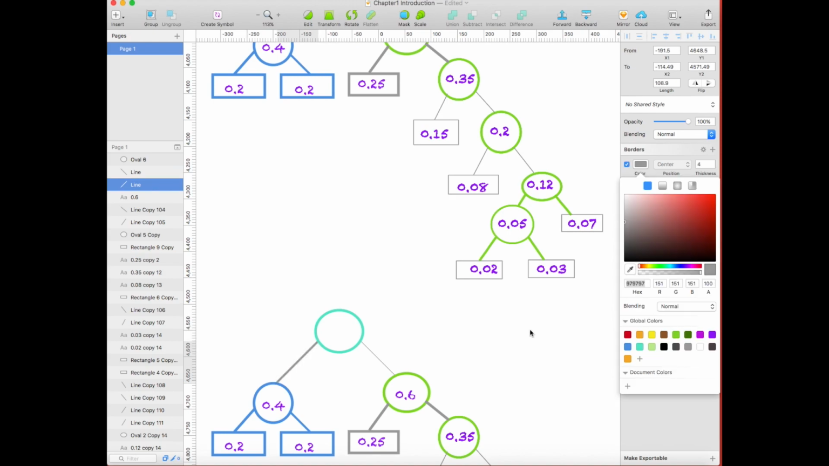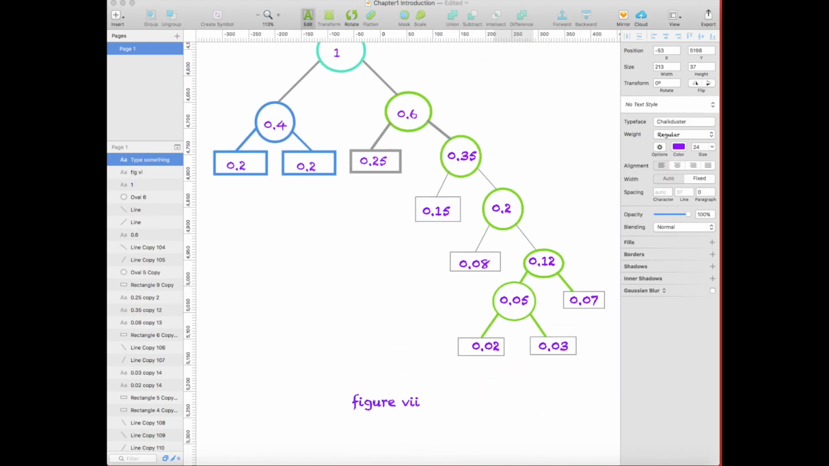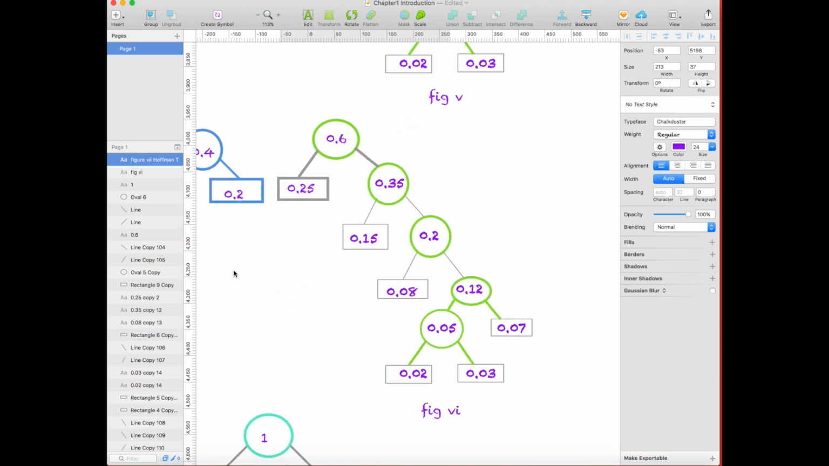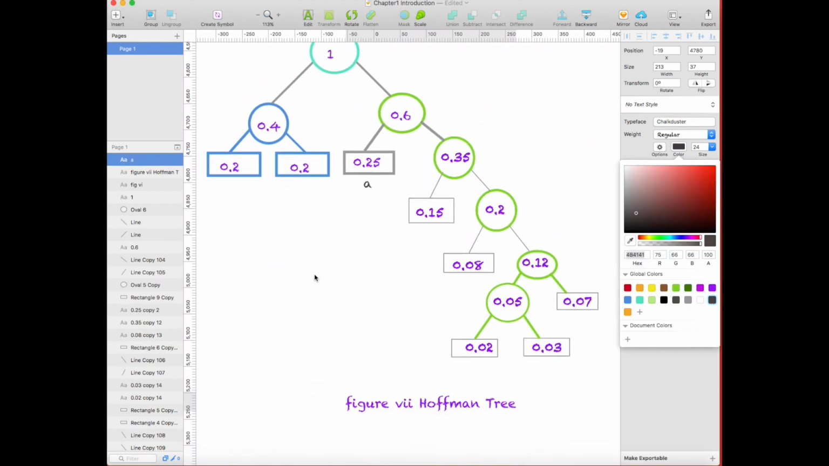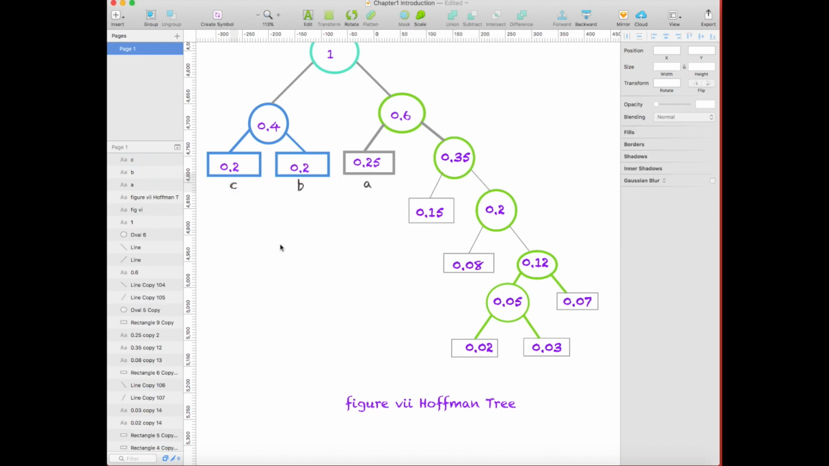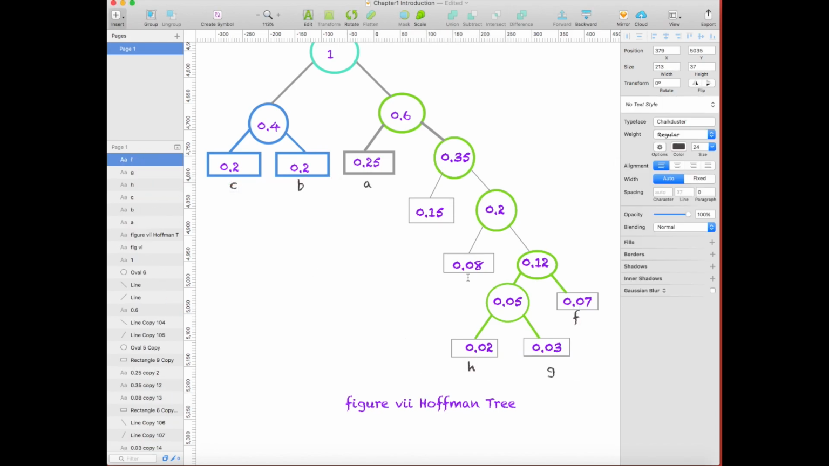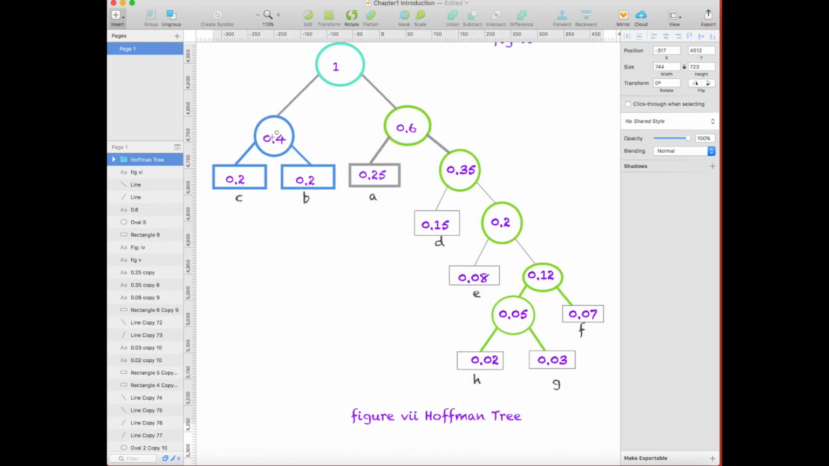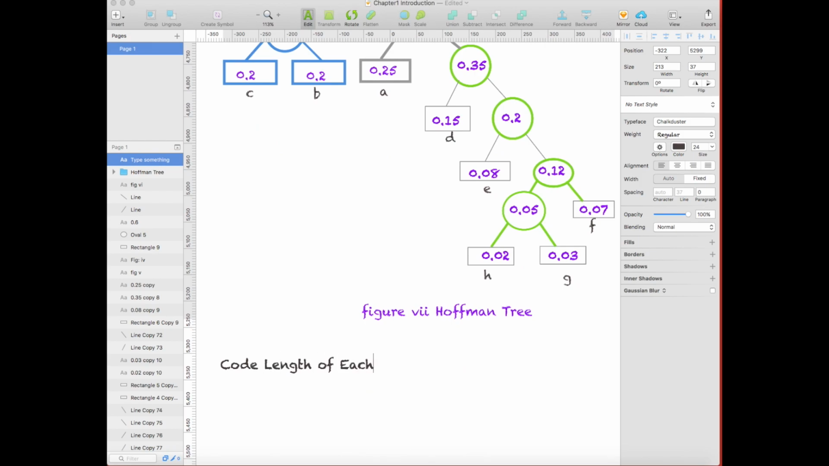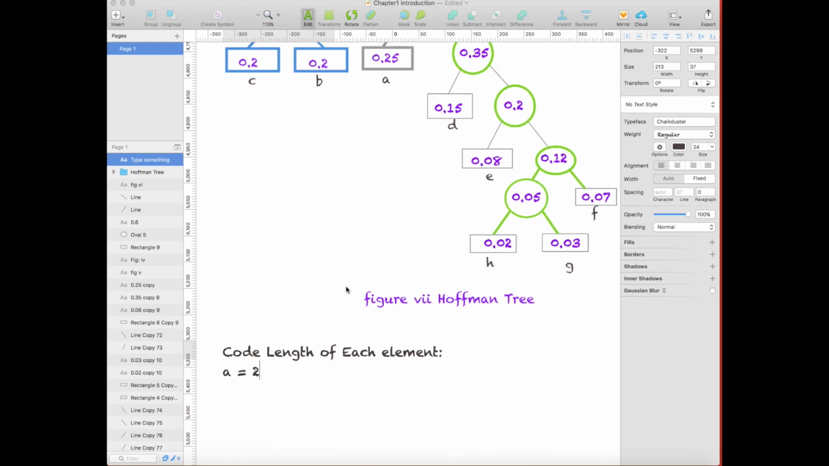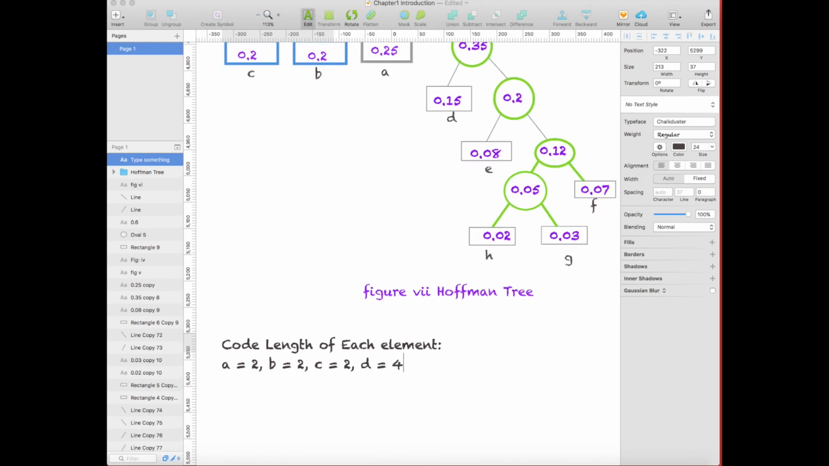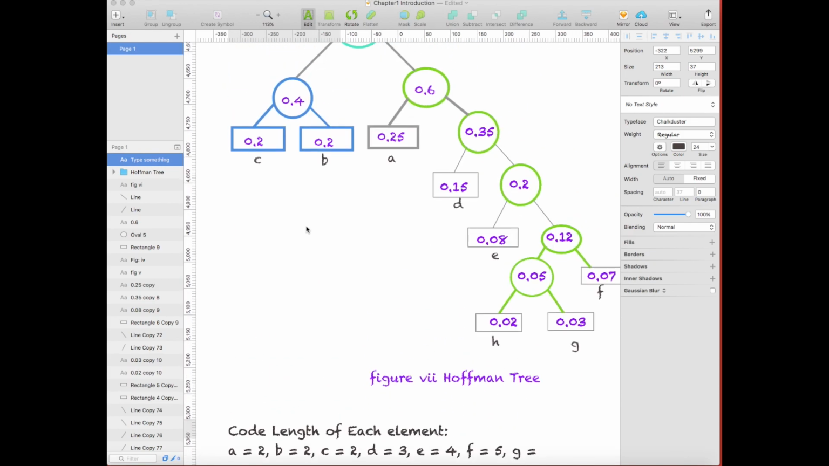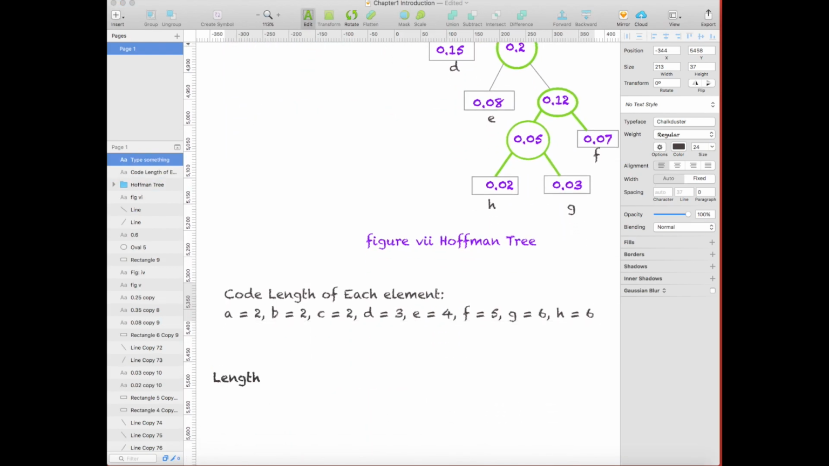Now the code length is how many steps it takes for each of these probabilities to go from 1. So let's label them. This is A, and B, C, then F, G, F, E, and D. Now to get to A from 1, we have to take 2 steps, so it has a length of 2. Similarly, B and C also have a length of 2, D has a length of 3, E has a length of 4, F has a length of 5, and G and H have a length of 6.